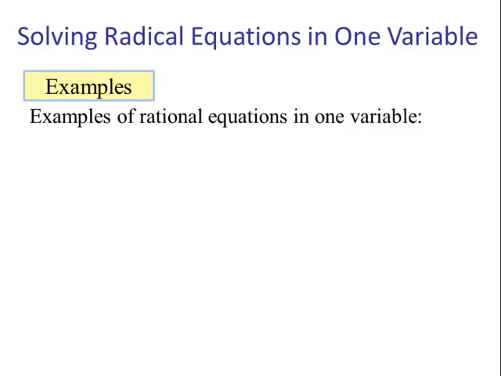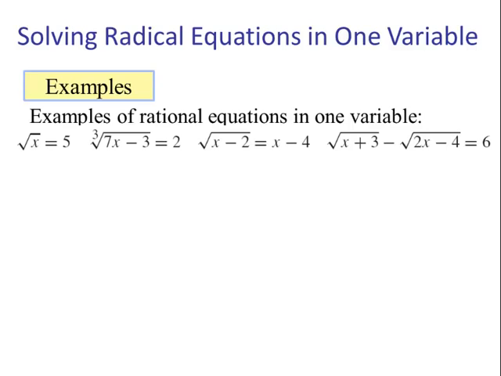Examples of radical equations in one variable look like this. Square root of x equals 5. Cube root of 7x minus 3 equals 2. Square root of x minus 2 equals x minus 4. And square root of x plus 3 minus the square root of 2x minus 4 equals 6.